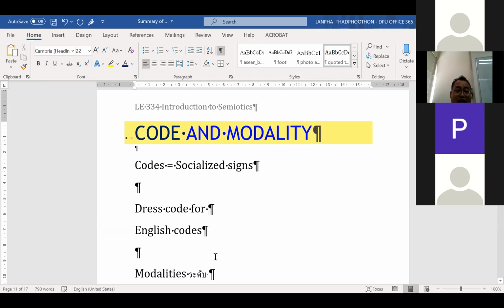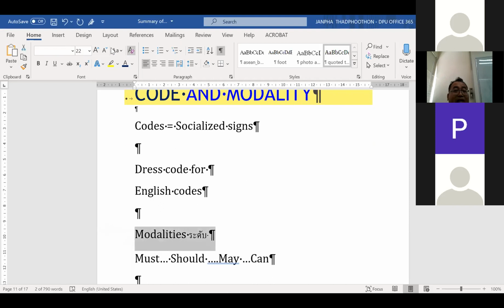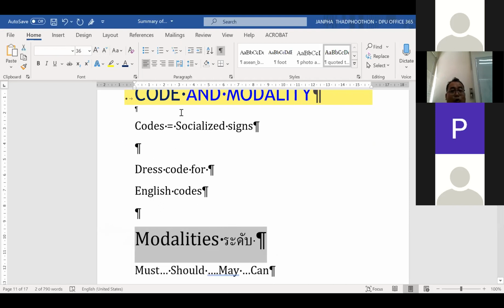Okay. So we're talking about the dress code. It's nothing but the agreement by the people in the same society. Now this is another term. Now we look at the word code. So code is a sign that has been agreed upon by the people of the society. In other words, a code is a socialized sign. You may put it as a cultural sign if you want.